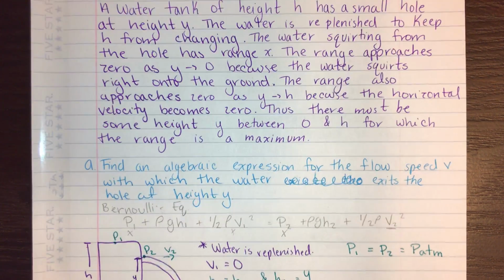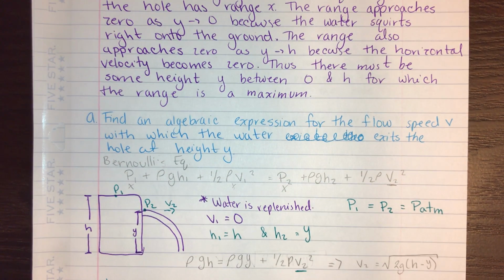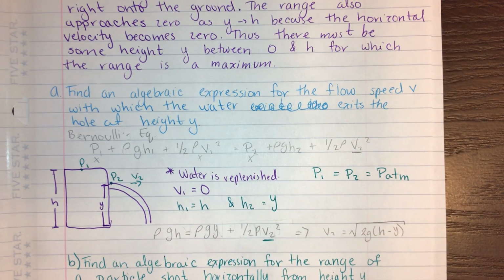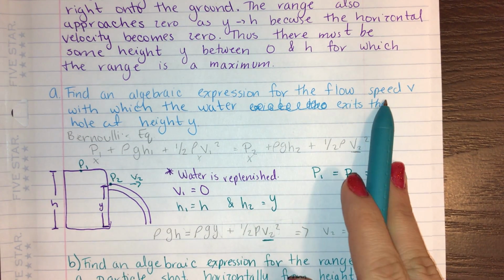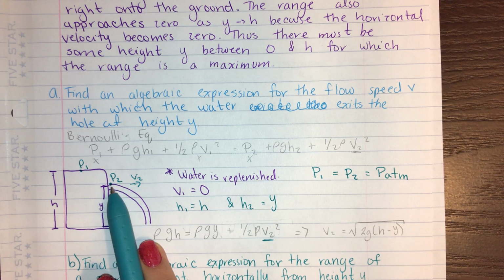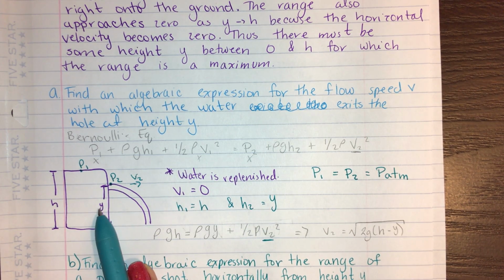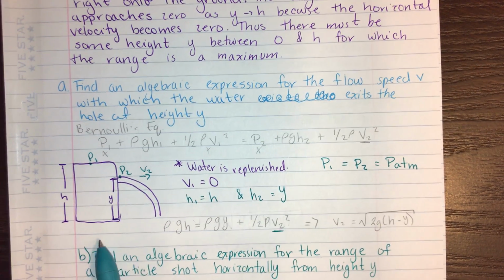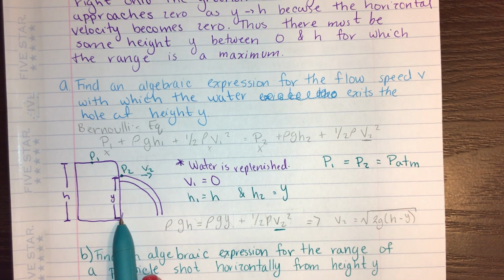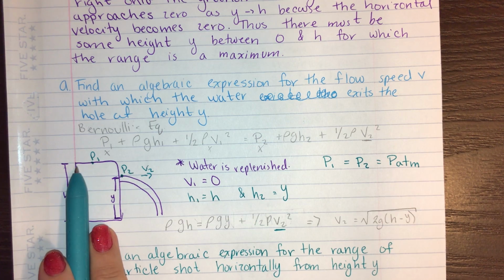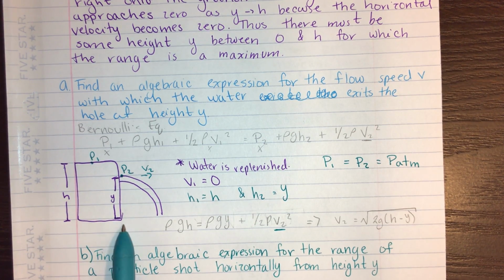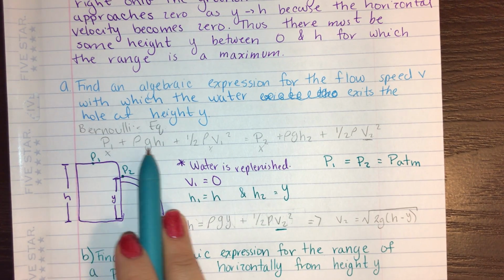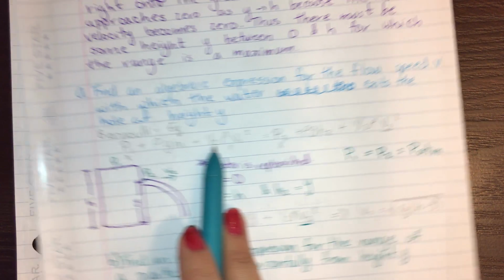In part A, it wants us to find an expression to represent the speed v at which the water leaves the tank at height y. And here I have a small sketch of what is going on. So we have the tank that has a height of h, and there's water exiting the tank at height y. To solve part A, we're going to use Bernoulli's equation, which is written right here across the top.